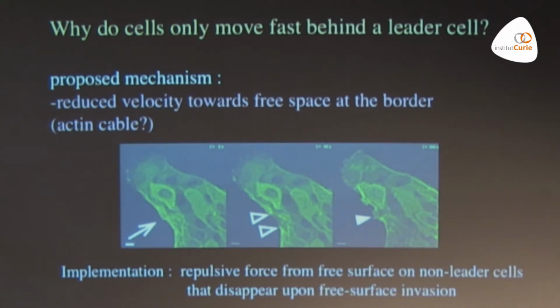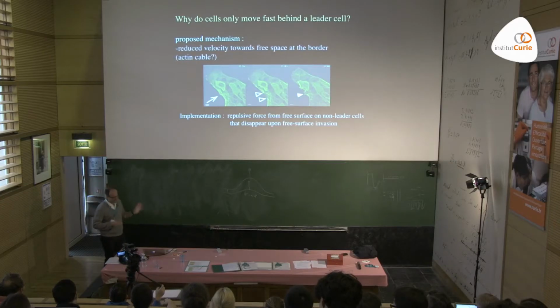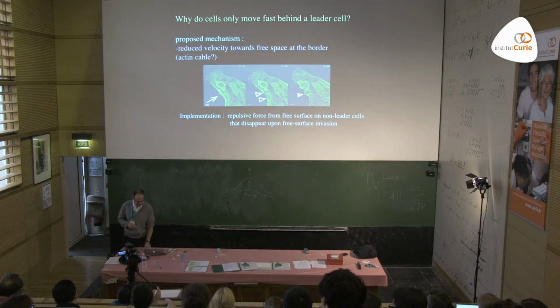Can you do multiple cuts at different places and get multiple leaders and get branching? You can if you go to Pascal's lab, I think. I didn't do any of this experiment myself.